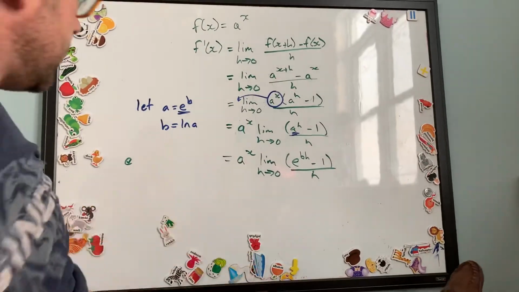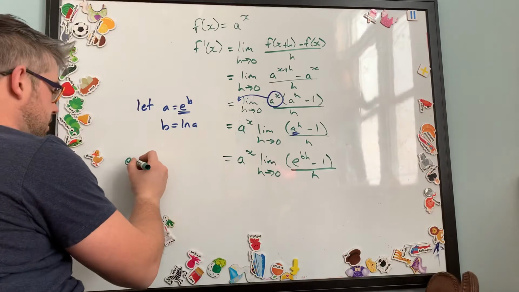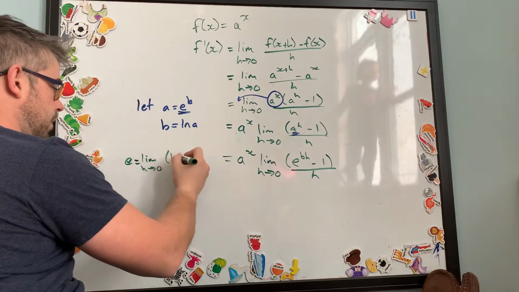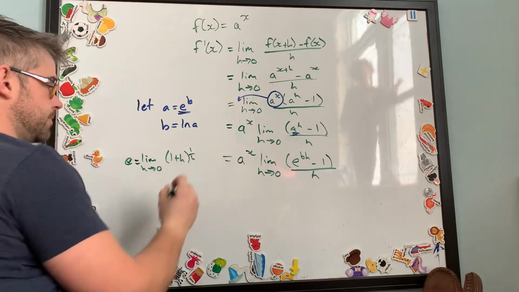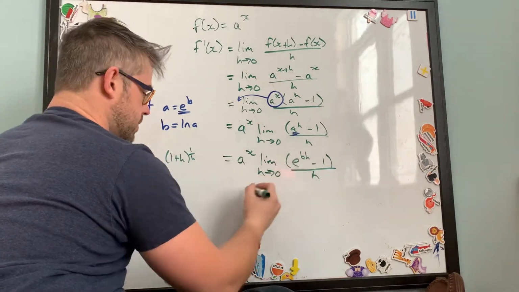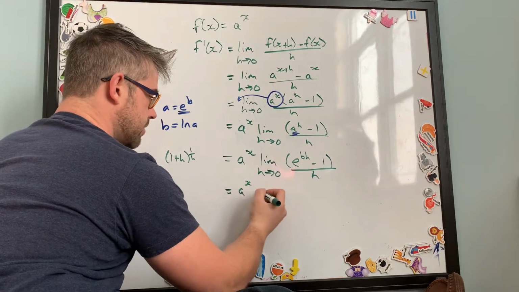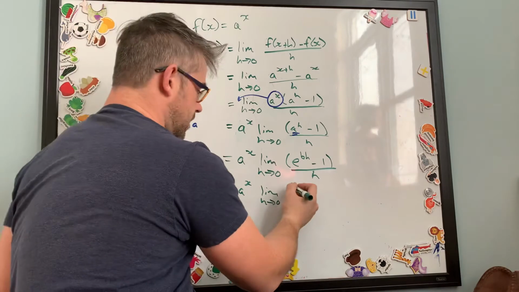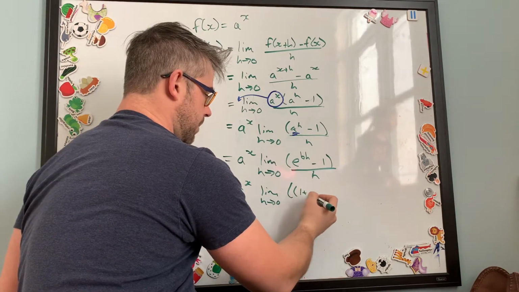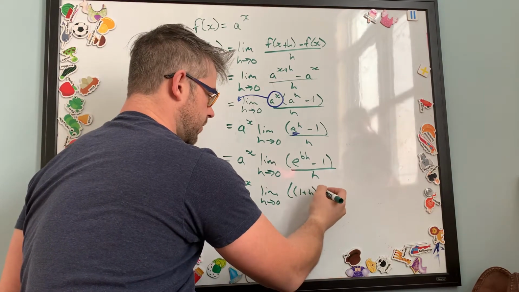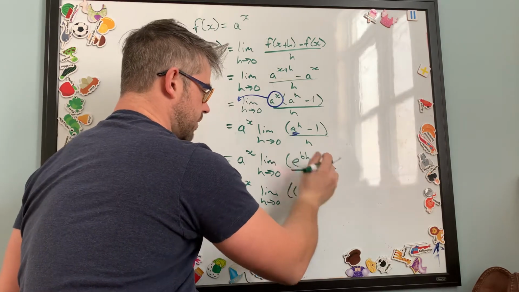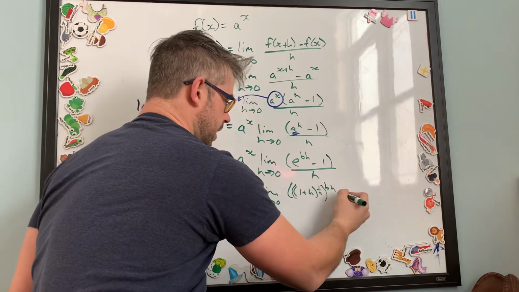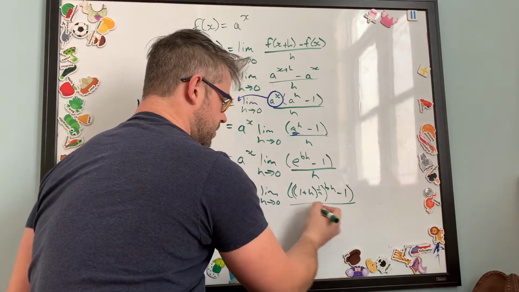So recall that e is equal to the limit as h approaches 0 of 1 plus h to the power 1 over h. So we're going to replace this with e. So this is a to the power x, limit as h approaches 0, and then we're replacing e. So this is 1 plus h to the 1 over h, and that was all raised to the power bh. So we'll raise it to the power bh minus 1. This is all over h.